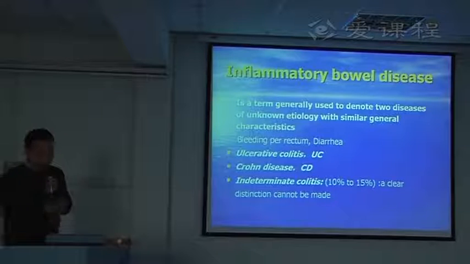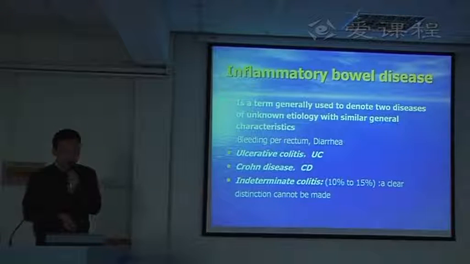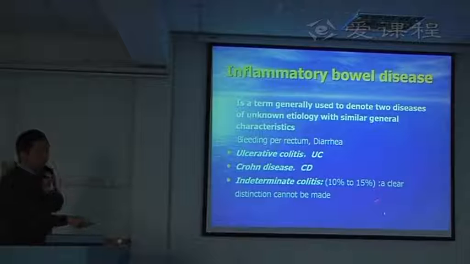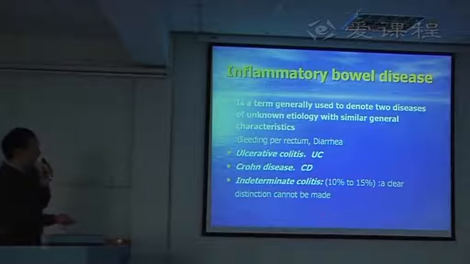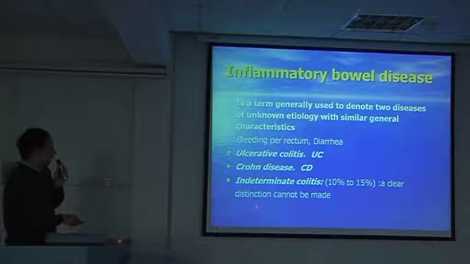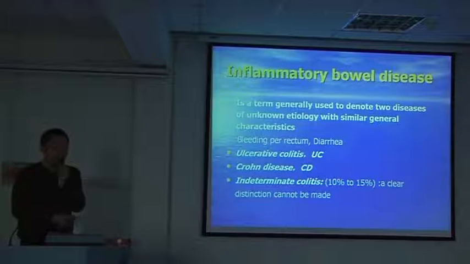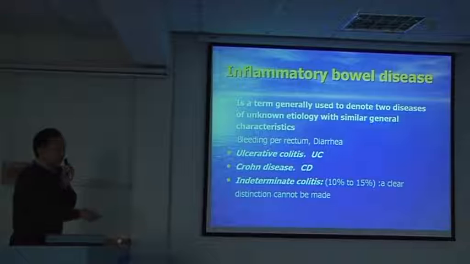Okay, so then we go to the second part, inflammatory bowel disease. I have mentioned there are two different kinds of disease. One is ulcerative colitis, and the second is Crohn's disease. But also 10 to 15% of patients have what is called intermediate colitis. What is intermediate? A clear distinction cannot be made. Sometimes it's very difficult to distinguish which is UC and which is CD. I will explain the difference between UC and CD later.